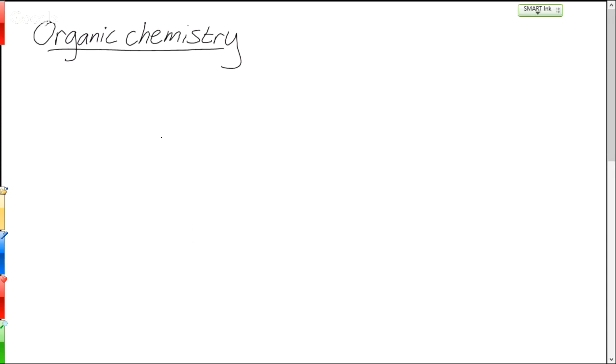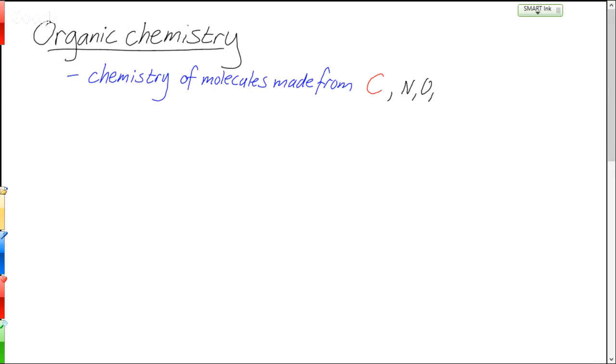Does anybody know what we mean when we say organic chemistry? Have you heard of it before? Yeah, so it's chemistry based on carbon. And we can even be a little bit more specific than that. We'll make carbon the most important. There are lots of different atoms that take part in organic chemistry, but most of these molecules are going to be made from carbon and mainly a couple other atoms: nitrogen, oxygen, and hydrogen.